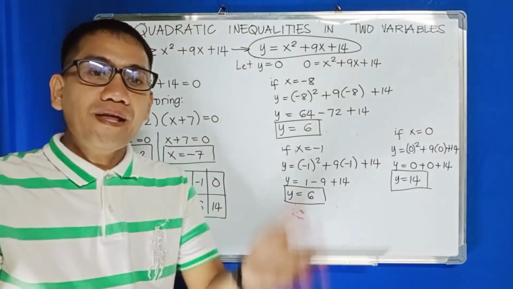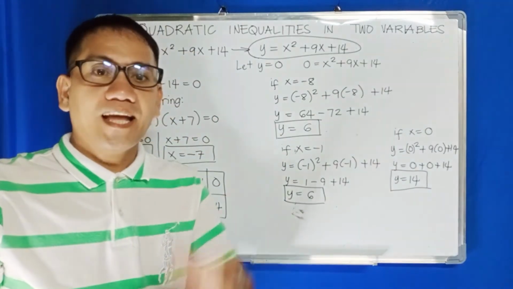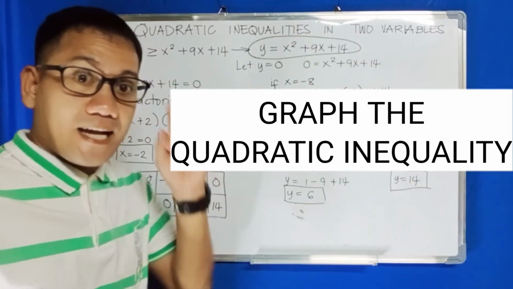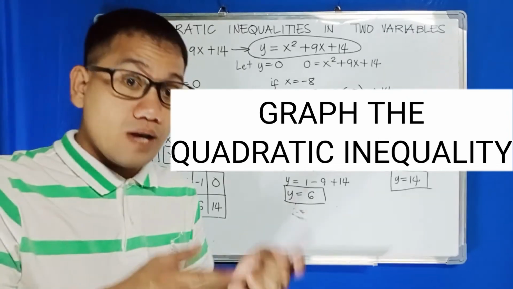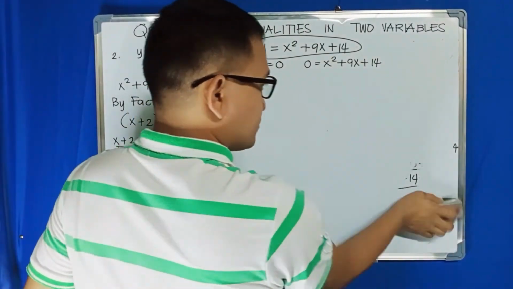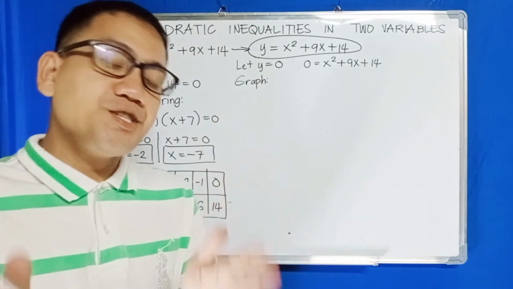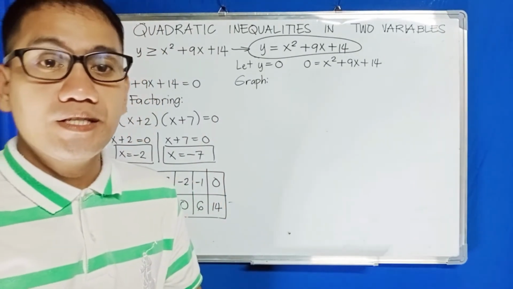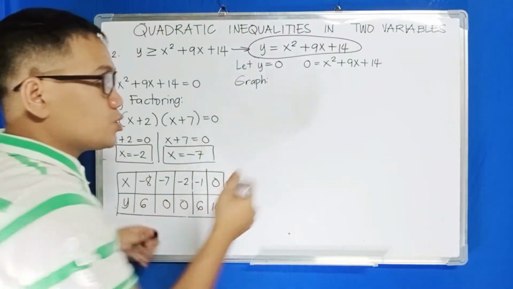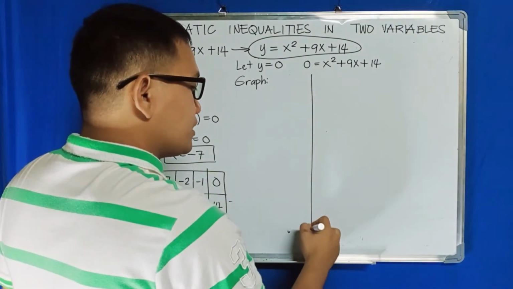So after we complete the table of our x and y, the next thing that we will do is to graph these points. Again, let's try to create the parabola. So this is the graph of our quadratic inequality. To create our Cartesian coordinate plane, let us also consider the different ordered pairs present in our table of x and y.